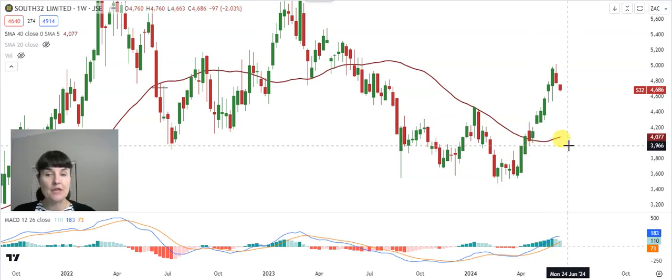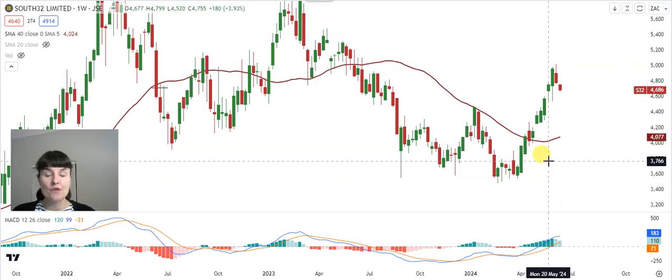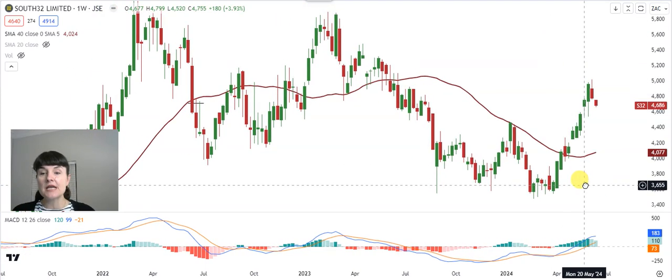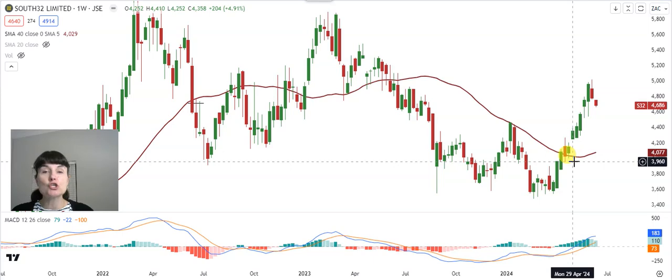And then obviously the next strong support is waiting at that 40-week moving average, 40 Rand 77. Below that level, the long-term sentiment towards the share will change to negative again. Very, very important. My 40-week moving average was a strong level of support and resistance on this graph.